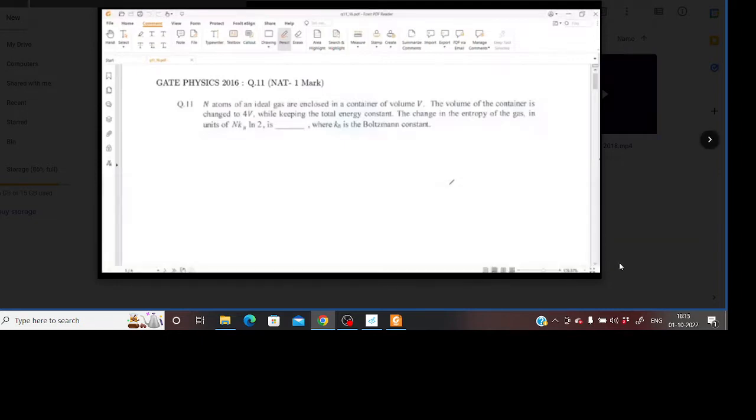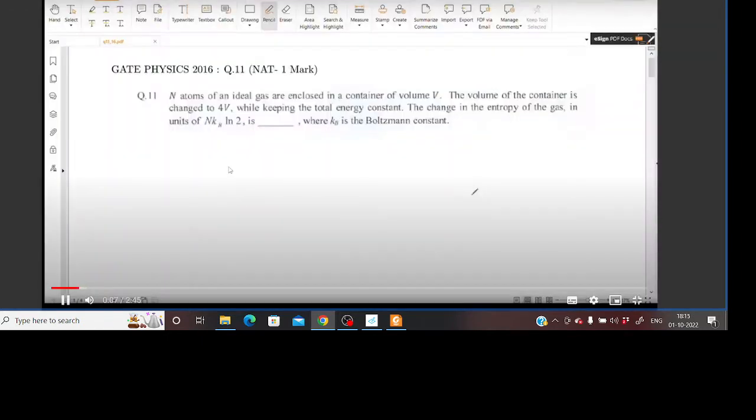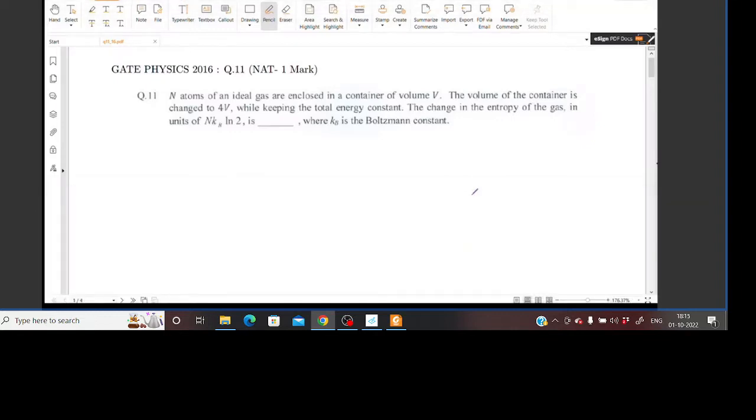Hello everyone. In this video, I shall discuss the solution of question number 11 of GATE Physics 2016. This is a numerical answer type question. N atoms of an ideal gas are enclosed in a container of volume V. The volume of the container is changed to 4V while keeping the total energy constant. We need to find out the change of entropy of the gas in the units of N kB log 2. Let's solve this question.